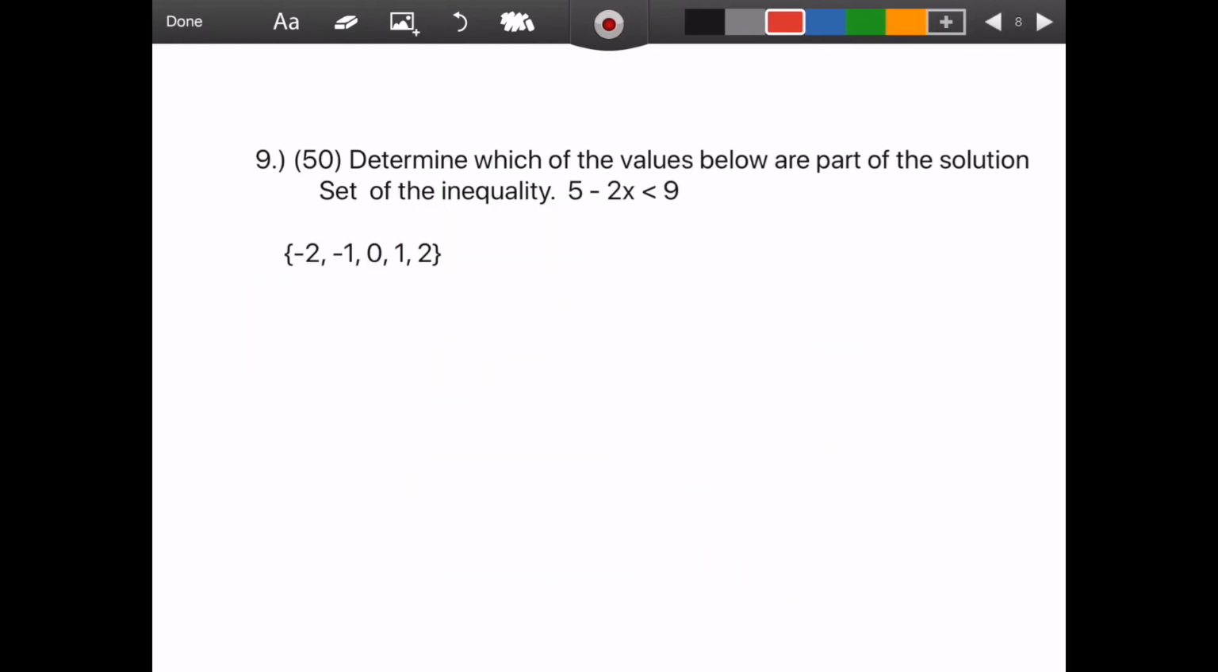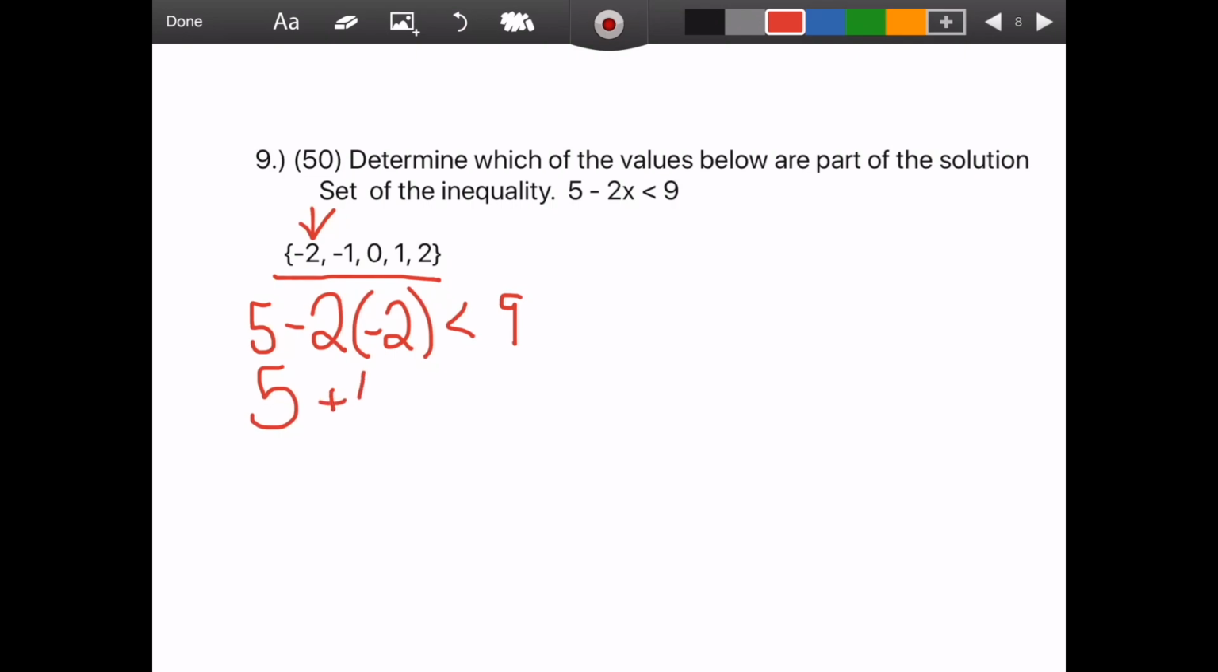Number 9, from lesson 50, determine which of the values below are part of the solution set of the inequality 5 minus 2x is less than 9. So for these, you just need to take each one of these numbers and plug it into our inequality and see what makes it true. So let's start with our first one, negative 2. We have 5 minus 2, I'm going to plug in negative 2 for x, is less than 9. That's 5. And then we have negative 2 times negative 2, so that's really just plus 4 is less than 9.